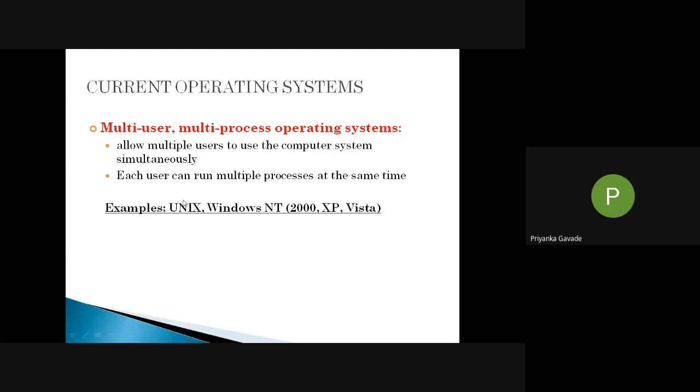When I say Unix is a multi-process operating system, I mean to say that Unix has a set of processes that run both in background as well as foreground, right? Further in the coming lectures, we will be exploring what we mean by background processes and foreground processes.